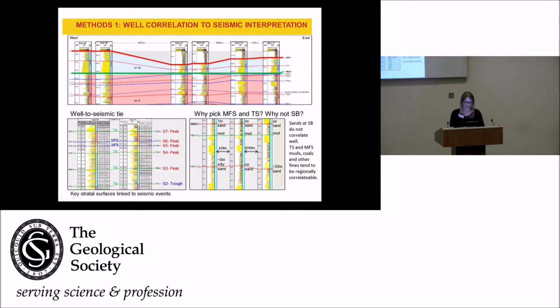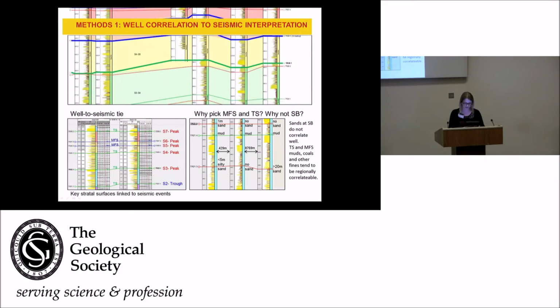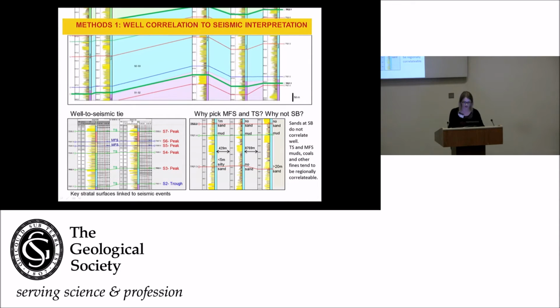The top figure shows a west to east correlation panel with an overview of the regional well picks. Within the well logs it was possible to identify 3rd and 4th order surfaces, and these fitted within the framework of the seismic units that were identified. The key well picks were mostly flooding and transgressive surfaces, correlated to seismic events. The bottom right-hand figure demonstrates why I used flooding surfaces instead of sequence boundaries.